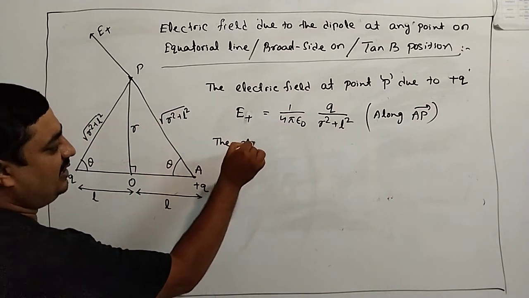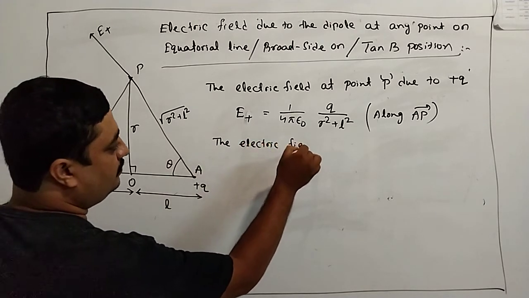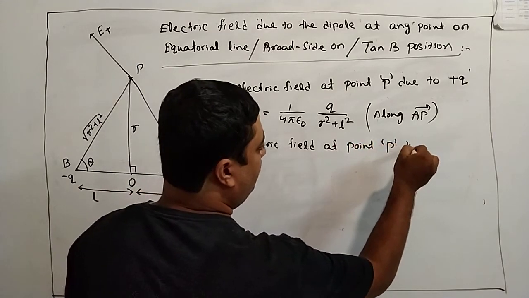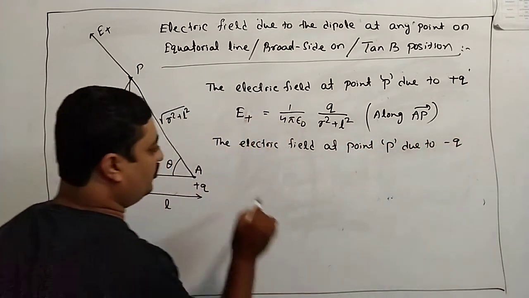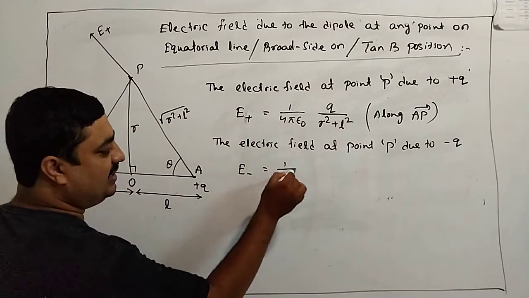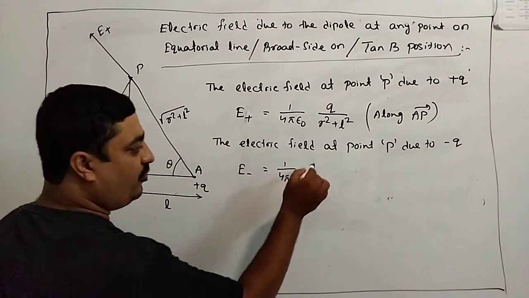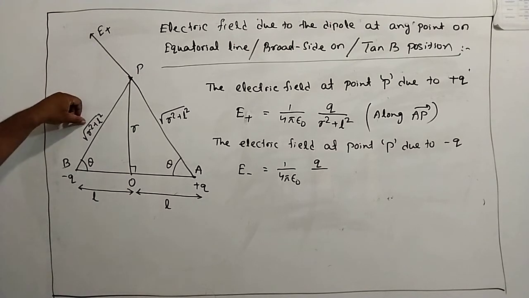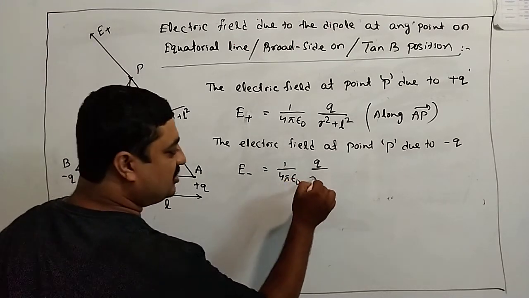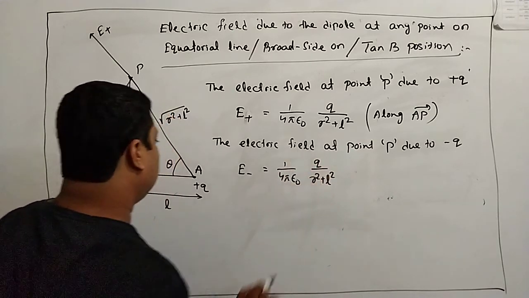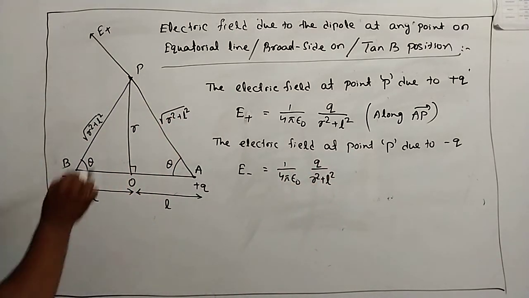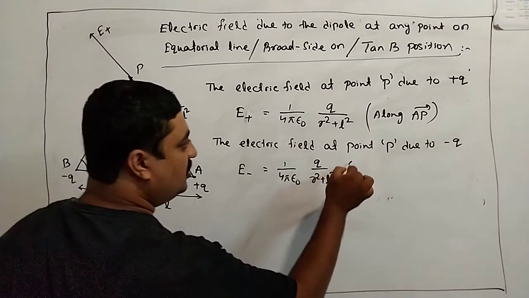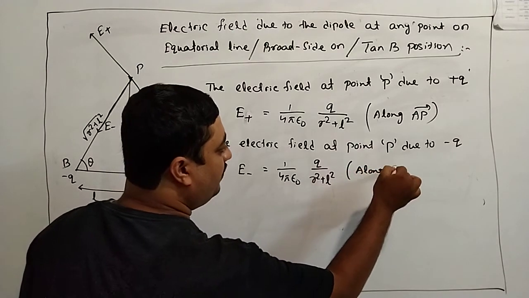Similarly, the electric field at point P due to charge minus Q is E minus equal to 1 by 4 pi epsilon naught Q by square of this distance, but this is also root over of r square plus l square. Now its square will be r square plus l square, but this is the negative charge and electric field will be towards the charge. This is the direction of E minus. So you can write it is along PB.